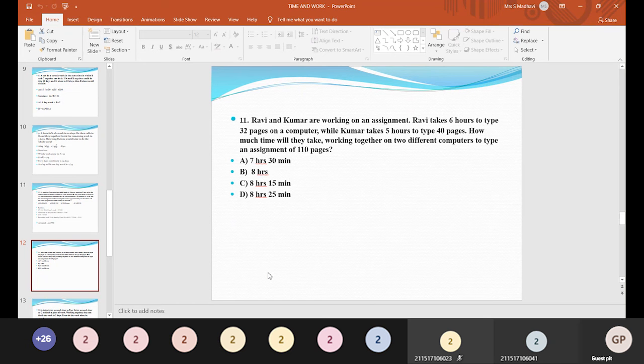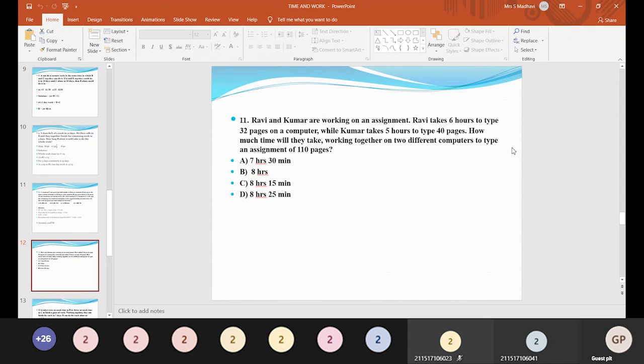See here, the number of pages typed by Ravi in 1 hour. Ravi's 1 hour's work means 1 by 6, and Kumar's 1 hour's work is 1 by 5. Now 1 hour's work into the number of pages typed. So 1 by 6 into 32 is 32 by 6, which is equal to 16 by 3. And Kumar's 1 hour's work is 1 by 5 into the number of pages, 40. So 40 divided by 5 is equal to 8.